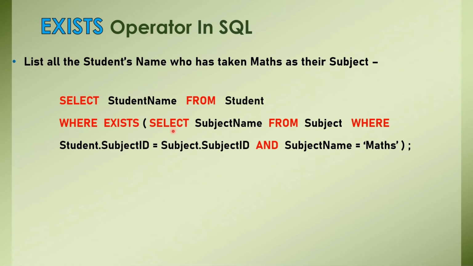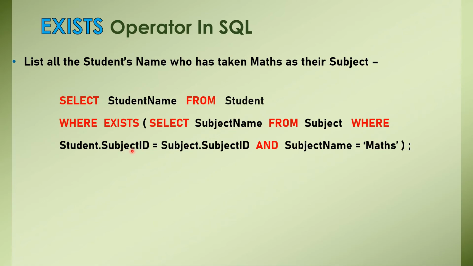You can write something like this: select the subject name. You can take any number of columns here, don't worry, but suppose we are taking only subject name from the subject table, and here we are giving this condition. This is the entire condition. What is the condition? The condition is student.subject_id, meaning this student table has one column which is a subject id, right?